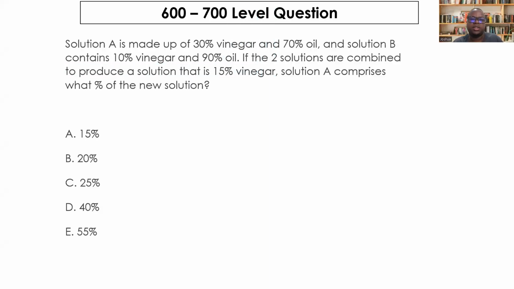Solution A is made up of 30% vinegar and 70% oil. And solution B contains 10% vinegar and 90% oil. If the two solutions are combined to produce a solution that is 15% vinegar, solution A comprises of what percent of the new solution? So you can pause the video, attempt this question, and pause and see how to approach it.